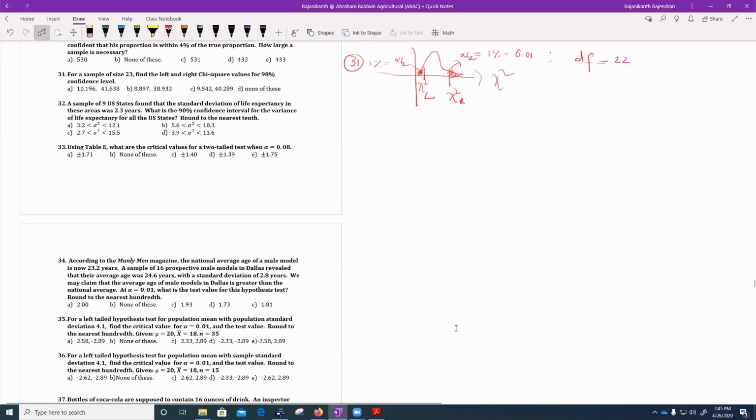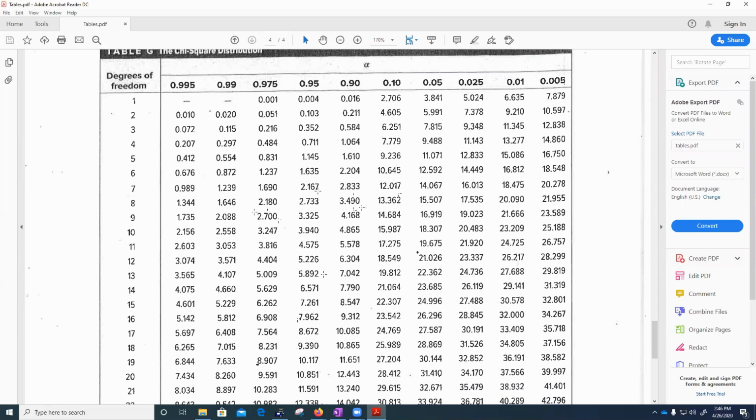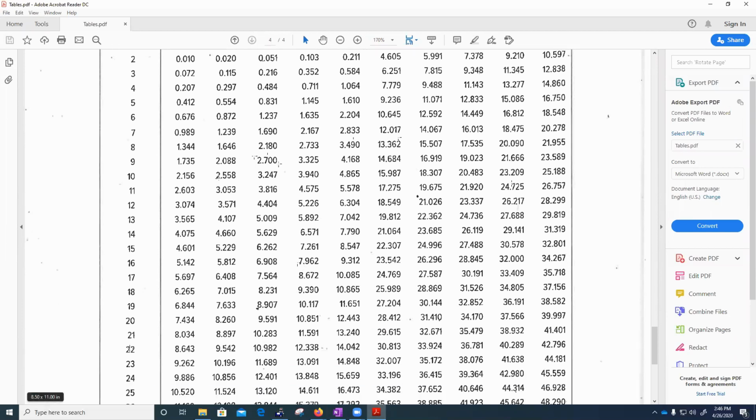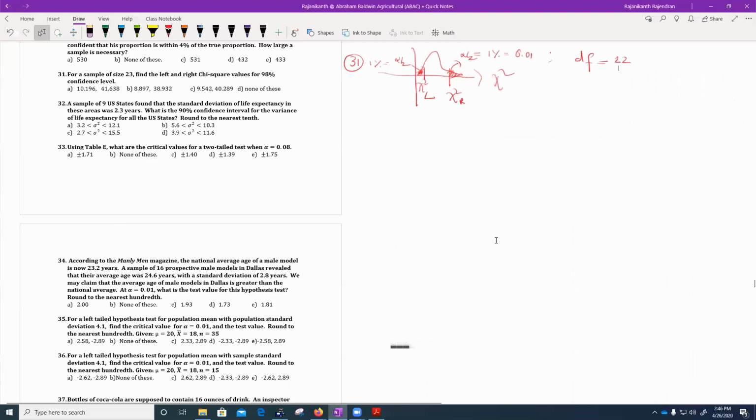So look at your chi-square table. Let me take my chi-square table. This is my chi-square table. We are looking for the right side area of 0.01 with degrees of freedom 22. So 0.01 is the second to the last column. I need degrees of freedom 22. So degrees of freedom 22 with 0.01 will be 40.289. That is 40.289, my right side point.